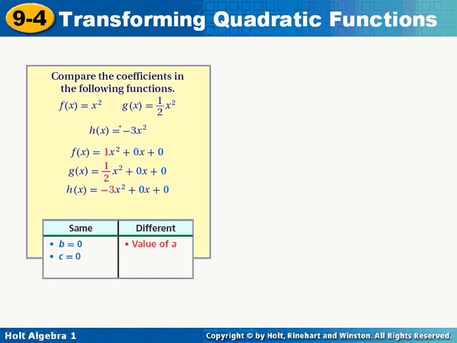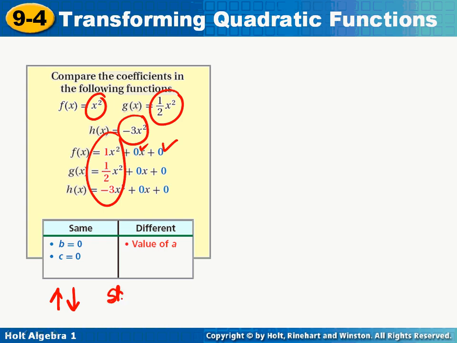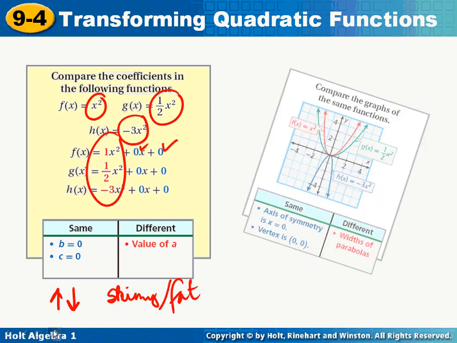Okay, so if we look at these, whenever you put a coefficient in front of the x squared, it does certain things to the function. If you notice, all of these have the same b and the same c, but they all have a different a. The a affects whether it opens up or down. It also tells you if it's going to be skinny or fat, or we could call it narrow, more narrow, and things like that. Okay, so let's look at this real quick.